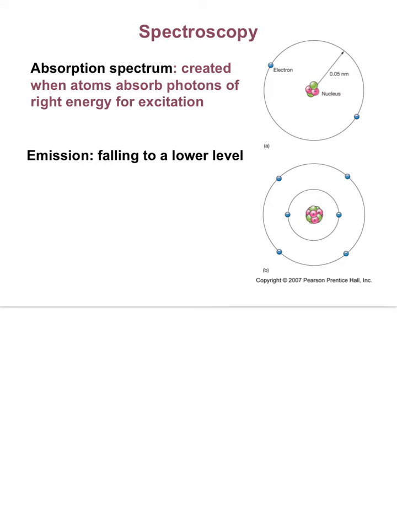So here we can see an example of absorption spectra. So here if we have an electron that is moving up an energy level, we would have absorption. If it falls from the second orbital down to the previous one, that would give us an emission spectra. So as it moves up, it absorbs. As it falls down, it emits.